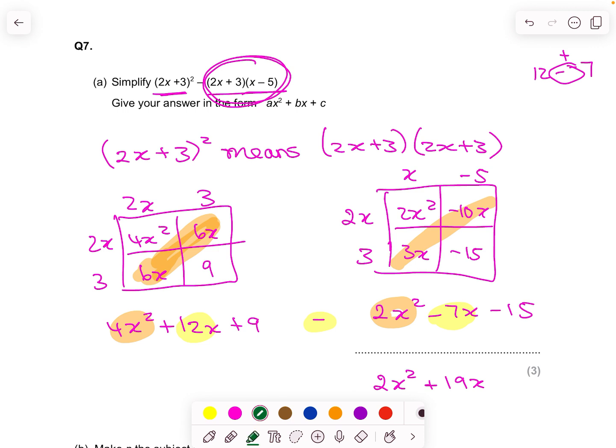And again on this one, be careful. We are doing 9 take away minus 15. So I'll write at the side what we're doing, 9 take away minus 15. And again, subtracting a negative number, same as adding it. So 9 plus 15 is 24. And that's your final answer.